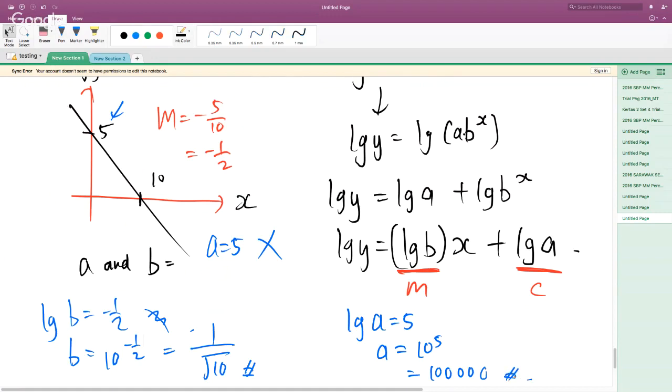You must pay very good attention to whether you want to find a, b, or log a or log b. Okay, if the question is trying to trap you, they straight away ask you to find log b. Then you just straight away say this is negative half. If the question asks you to find log a, you just say it's 5. You don't need to simplify. So you must be very clear whether the question wants to find log a or a. This is a very big difference.